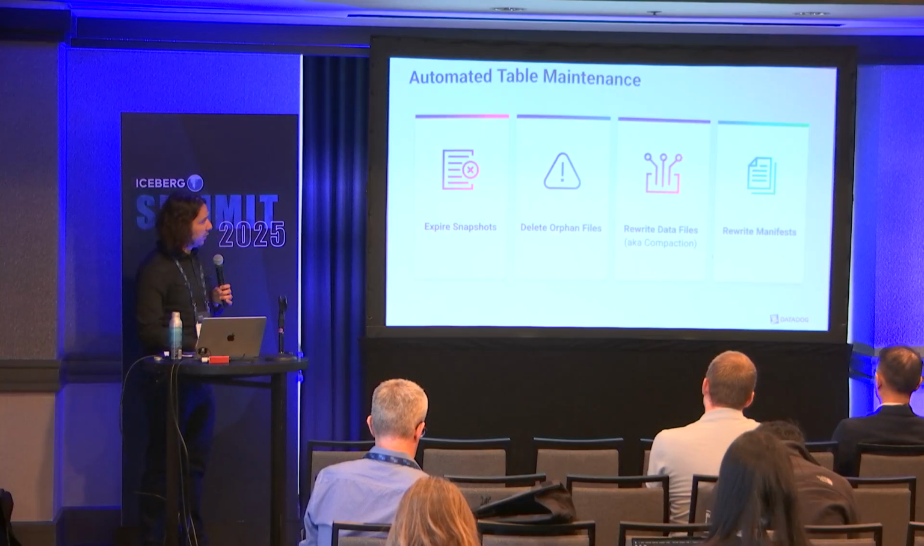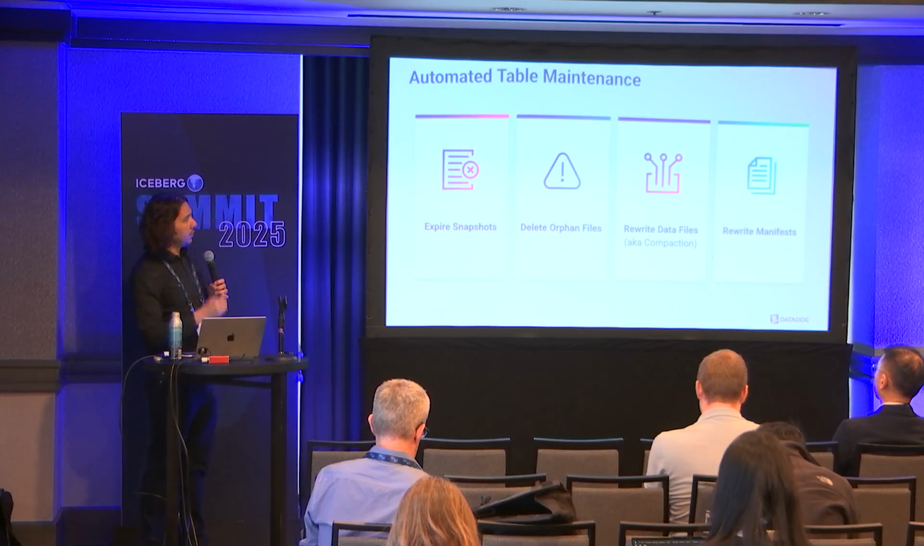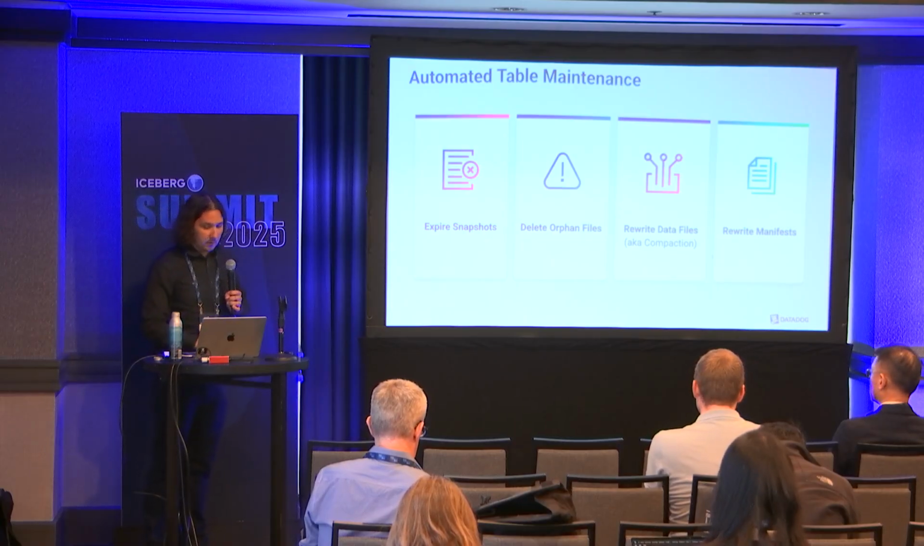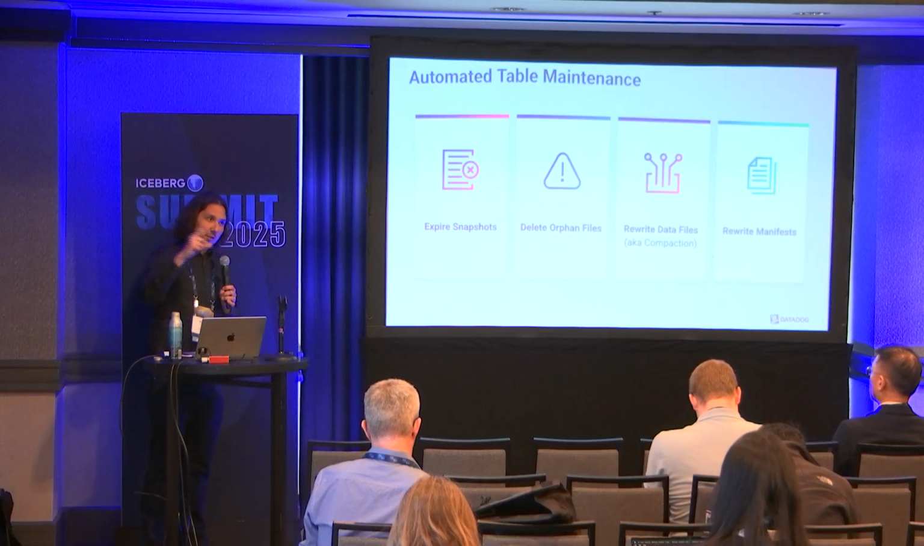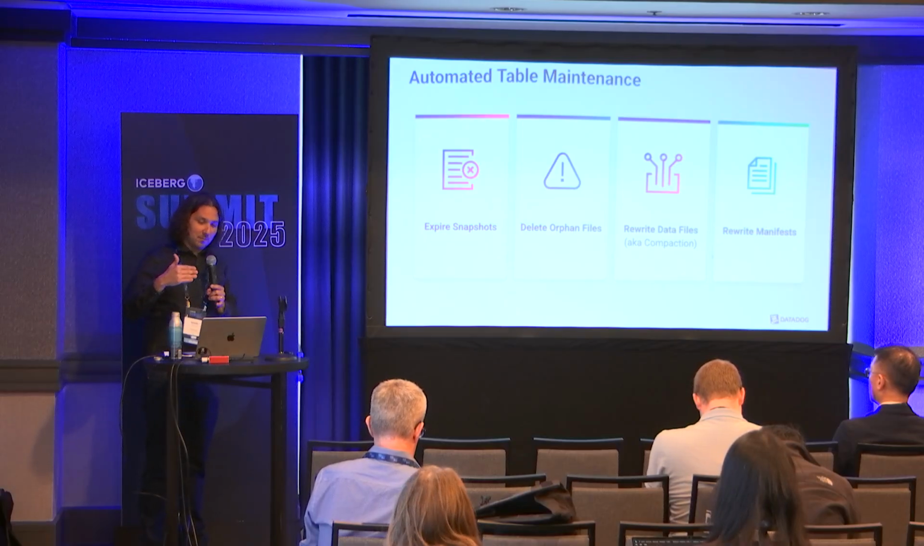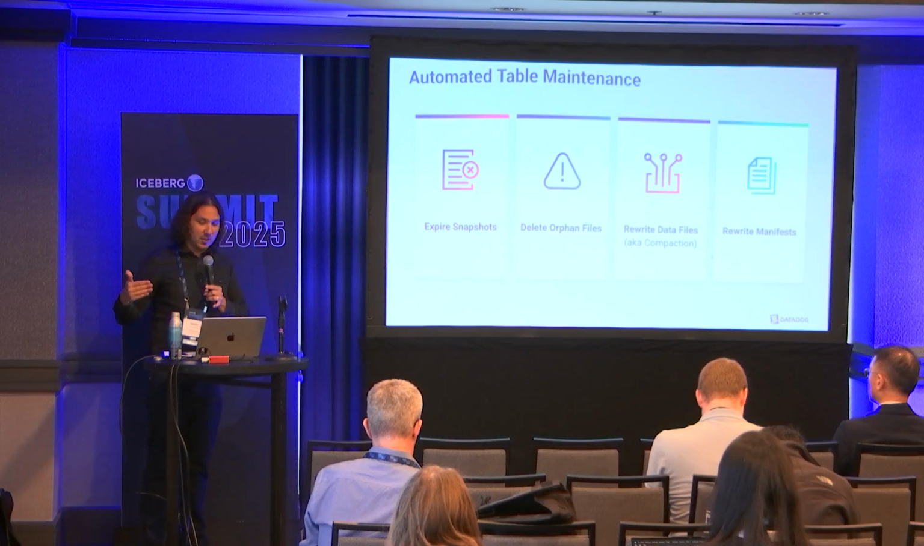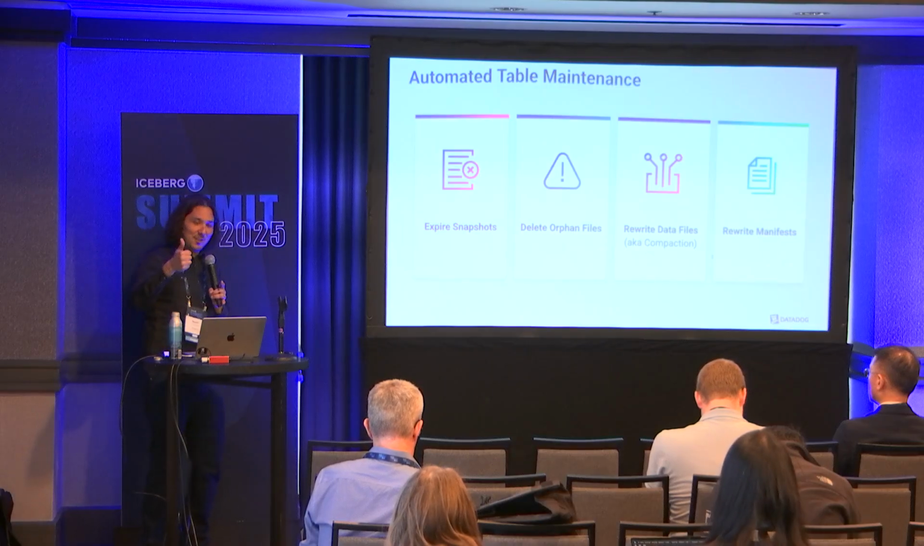So we built some Spark jobs to expire the snapshots and delete orphan files. Also, I put a warning here because you need to make sure that your table locations don't overlap. If they do overlap, you'll accidentally delete files from another table. So we discovered this in staging, thankfully.